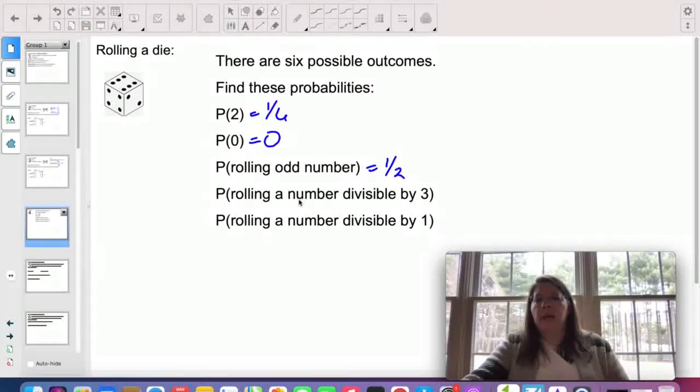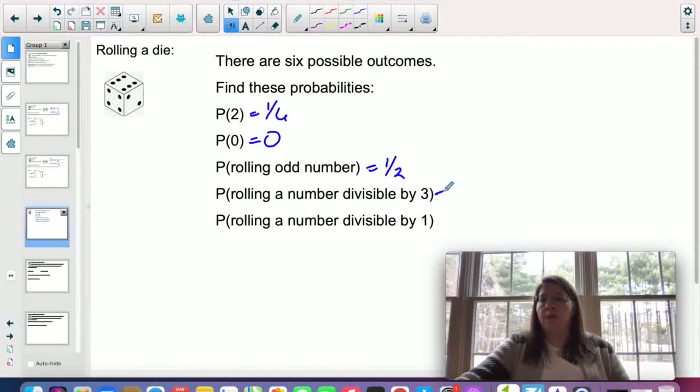What's the probability of rolling a number divisible by 3? Well, if you think about numbers divisible by 3, those are numbers that 3 will divide into without a remainder. So 3 divided by 3 is 1, 6 divided by 3 is 2. So there are 2 numbers that are divisible by 3 on the die. So that would be 2/6 or 1/3 when you simplify it.